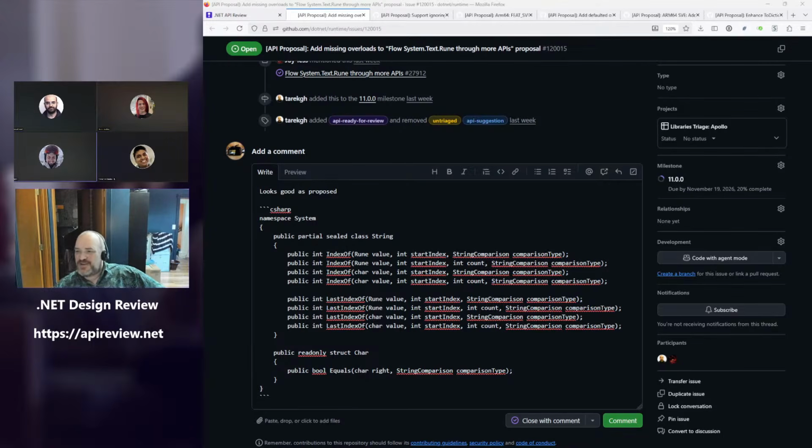But read-only sequence is fixed length. It can't change while you're enumerating it. Maybe that's the bigger thing, as you said earlier. Yeah. Who knows?